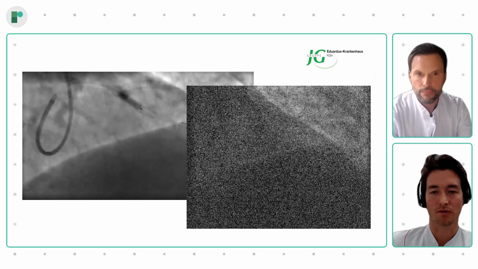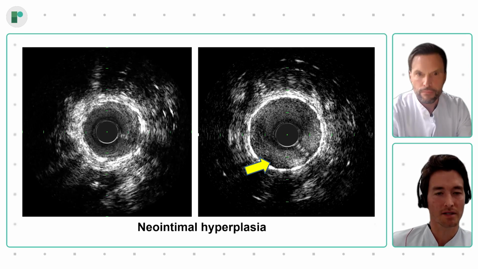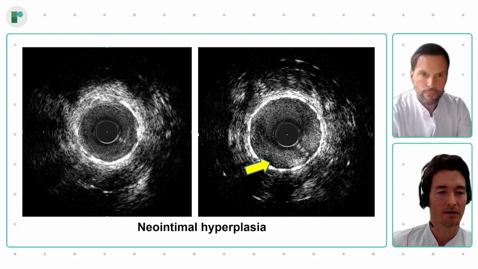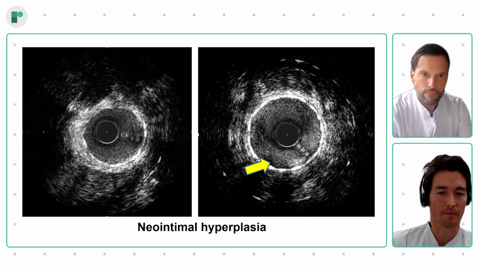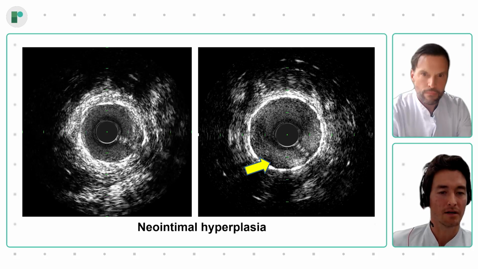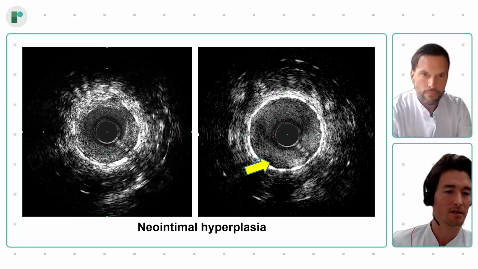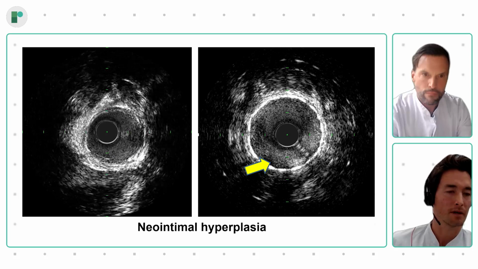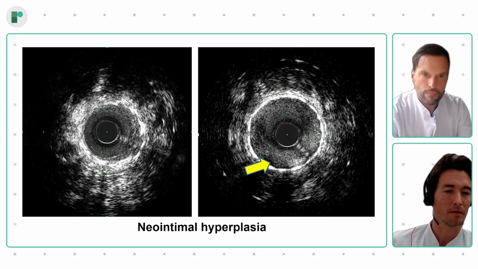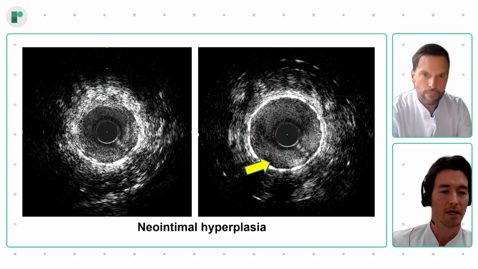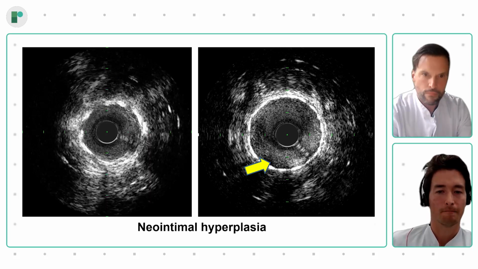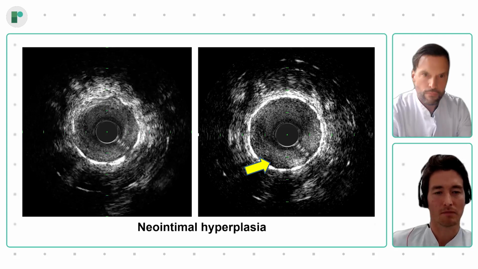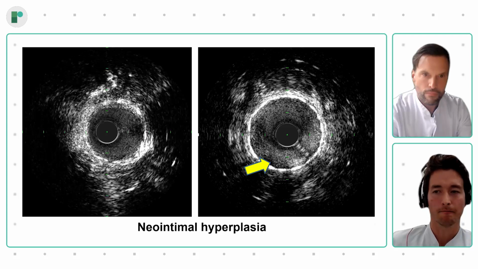This is the transducer region. And as you can see, on the left-hand side, on the moving image, it's far easier to recognize than on the still frame that there is a very tight stenosis in the medial LAD due to neo-intimal hyperplasia. There are no calcifications, maybe some fibrosis.